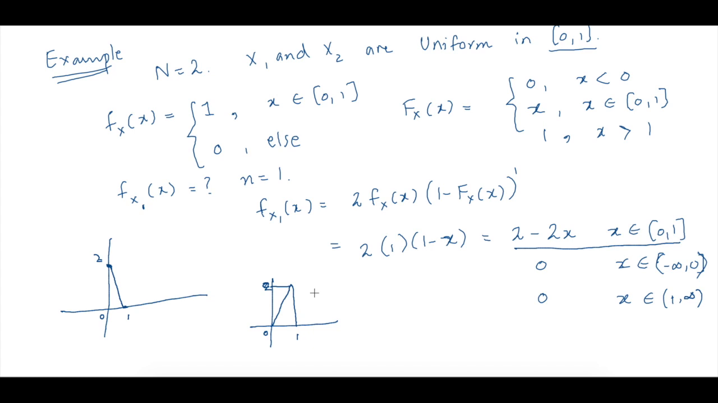Okay, so this is it about order statistics. The proof of the formula for finding the PDF of any one of the random variables which are arranged in order, and we also did a simple example using uniform random variables.